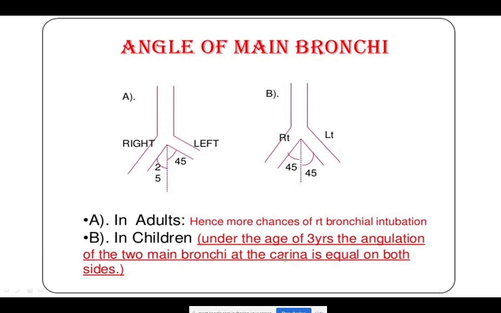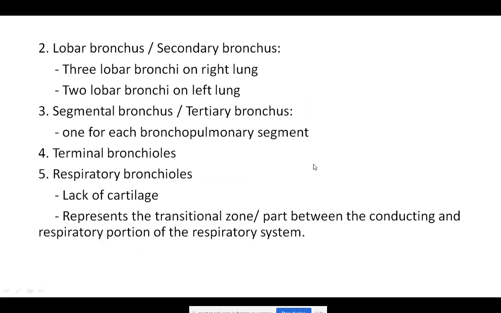The angulation of the two main bronchi in children is equal on both sides, whereas in adults the left bronchus will be more horizontal compared with the right one. In children, the angulation remains equal to each other.